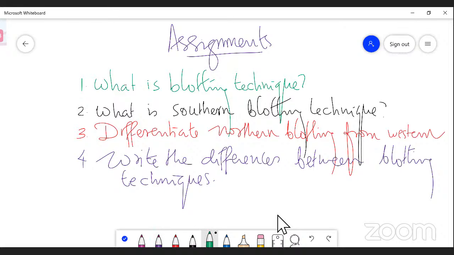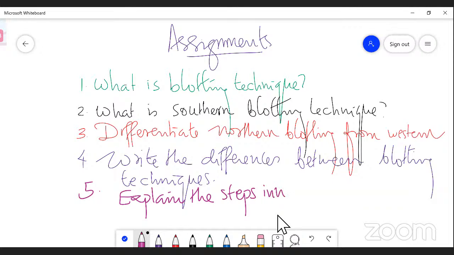Last one more question, a very interesting question, that is: explain the steps involved in southern blotting.